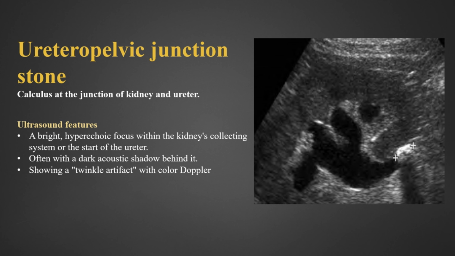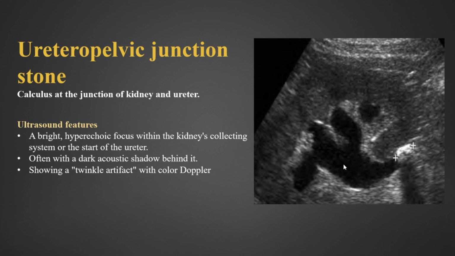And now we are going to discuss the ureteropelvic junction stones. The calculus at the junction of the kidney and the ureter is called ureteropelvic junction stone. And on ultrasound, it appears as a bright hyperechoic focus within the kidney's collecting system or the start of the ureter, and it often has a dark acoustic shadow behind it. It also shows a twinkle artifact with color Doppler.